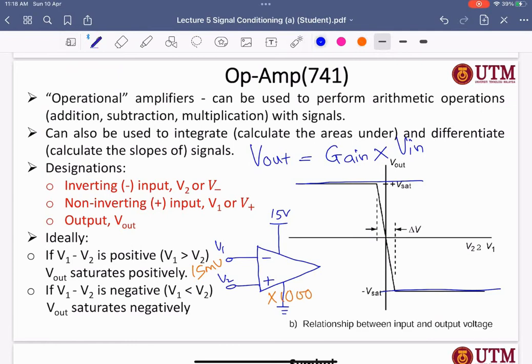So what will be the output here, guys? What will be the output here? The input is 15 millivolts, and you set the gain to 1000. What will be the output there? Can you guess?